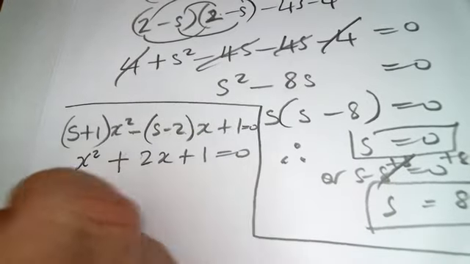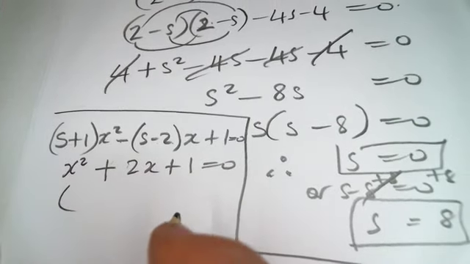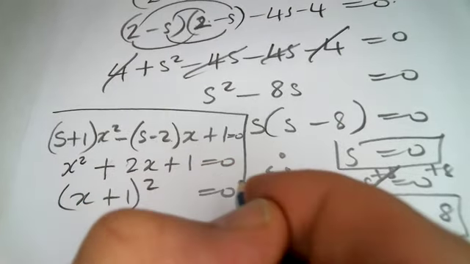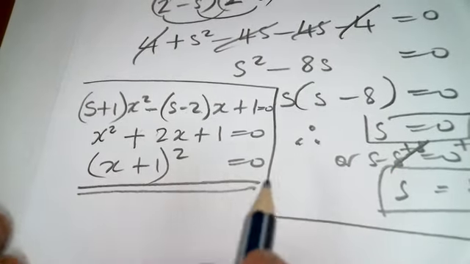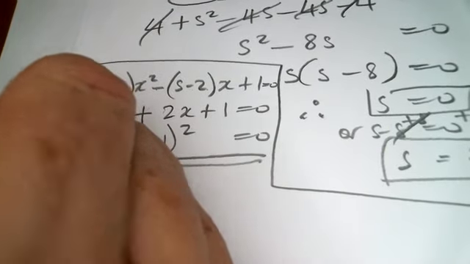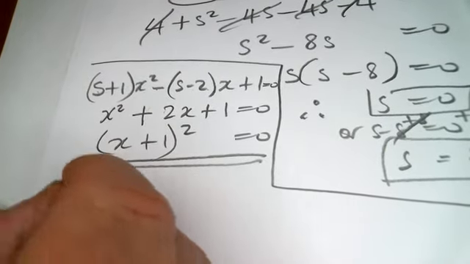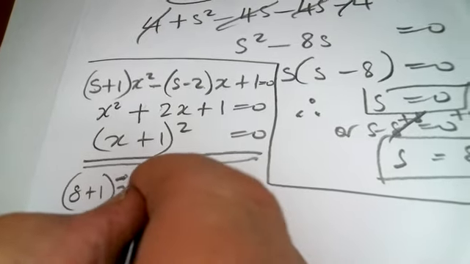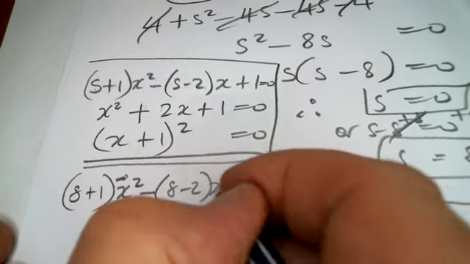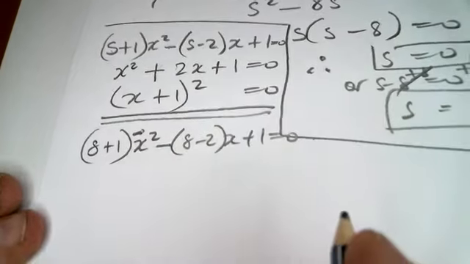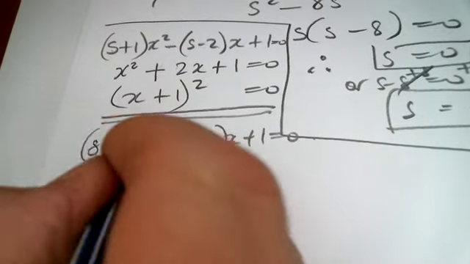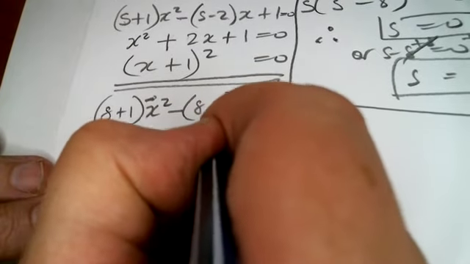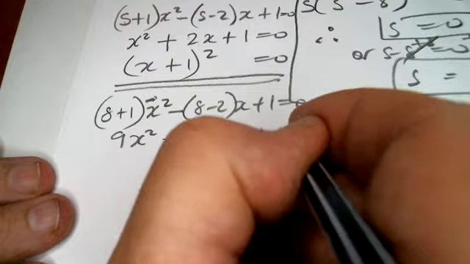So let's have a look at what x would have to be. Well, factors of 1 are 1 times 1. So it's going to be x plus 1 squared is equal to 0. And there's my perfect square. Well, let's look at it with an 8 in there. So I've got an 8 here for the s. So it's going to be 8 plus 1 times x squared minus 8 minus 2 times x plus 1 is equal to 0. That wasn't very well written, I'm sorry about that. 8 plus 1 is 9x squared minus, well, this is going to be 6x plus 1 equals 0.